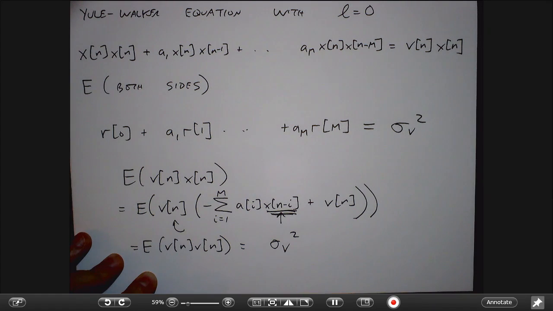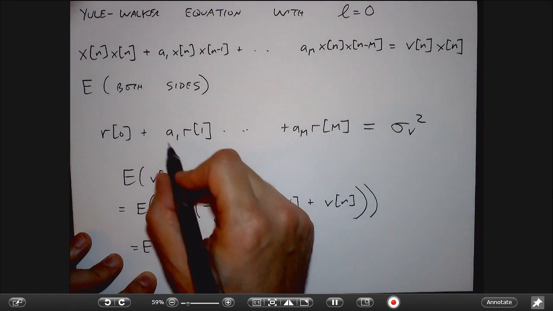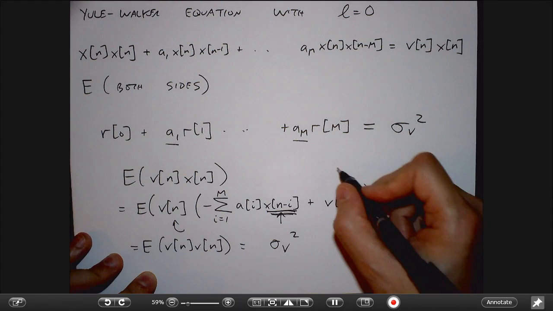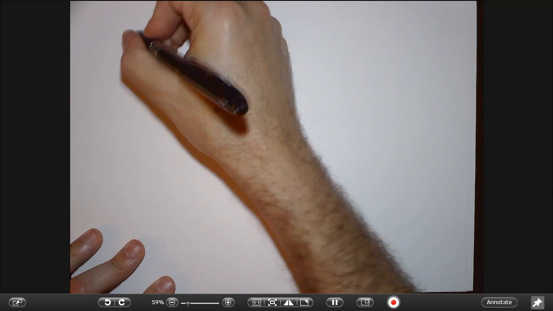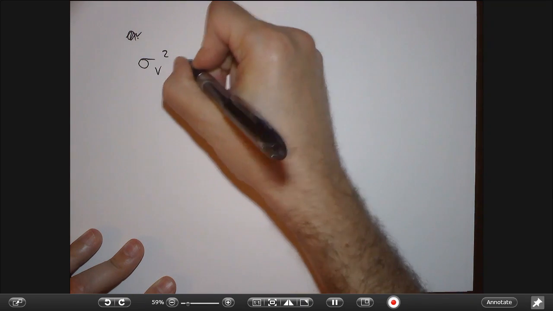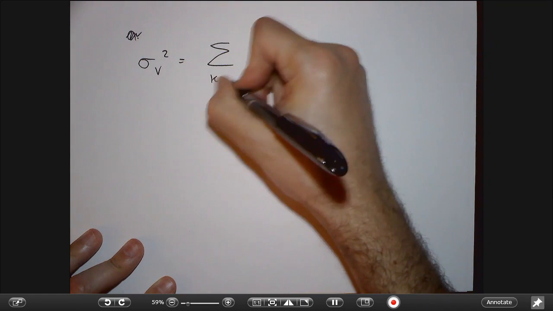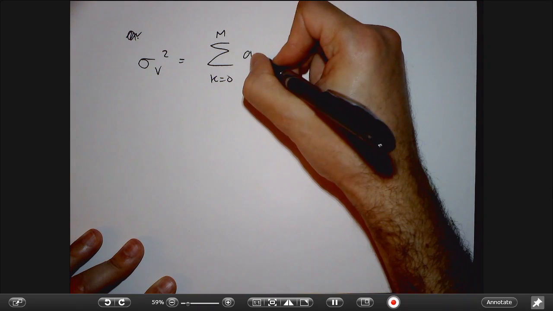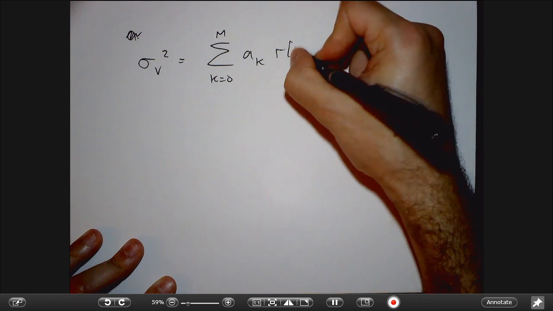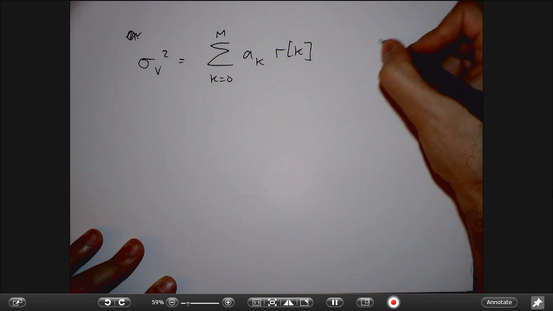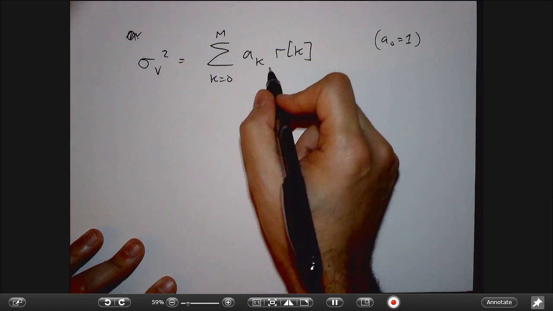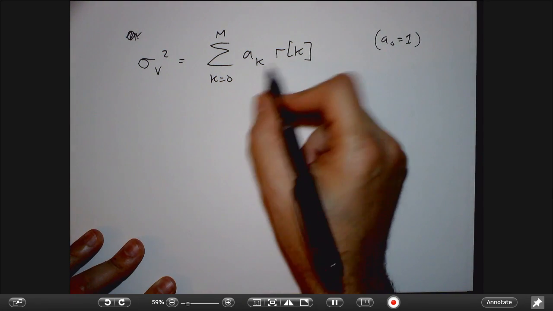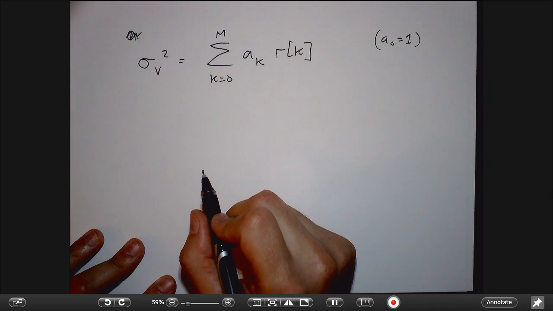And the conclusion is that once I've estimated these guys, writing this in a slightly different way, to get the variance of the noise, sigma v squared, that's just what I get if I sum up these guys, with the assumption that A0 equals 1. And all this stuff is known at this point, right? I've got the R's, I've got the A's, that's how I estimate the sigma.